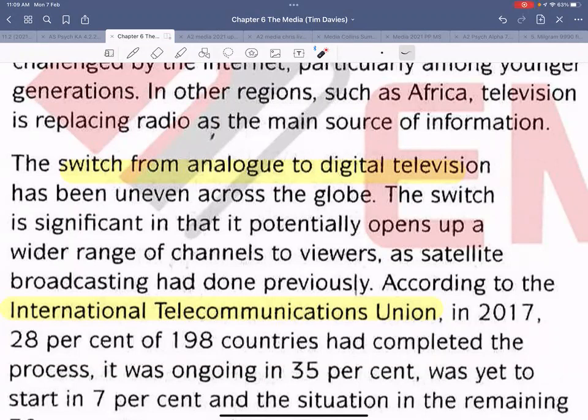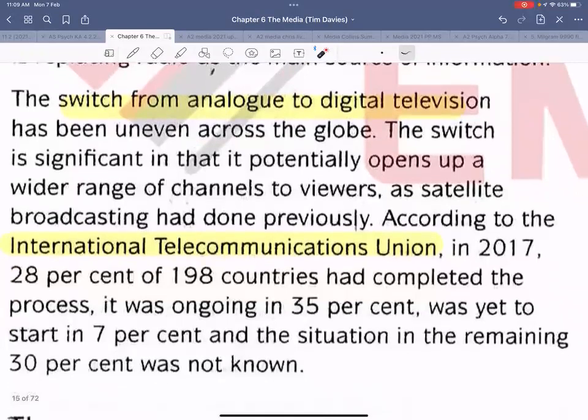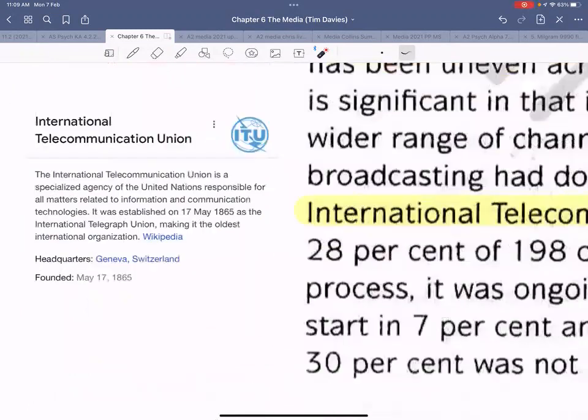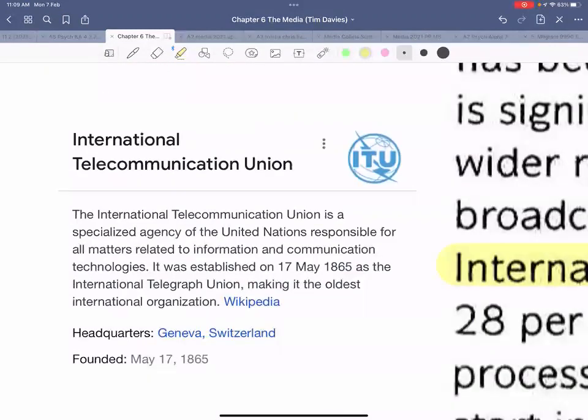So the switch from analog to digital television has been uneven across the globe. The switch is significant in that it potentially opens up a wider range of channels to viewers, as satellite broadcasting has done previously. According to the International Telecommunication Union in 2017, a specialized agency of the United Nations that is responsible for all matters related to information and communication technologies. It was established on 17th May 1865 as the International Telegraph Union, making it the oldest international organization. It has its headquarters in Switzerland.